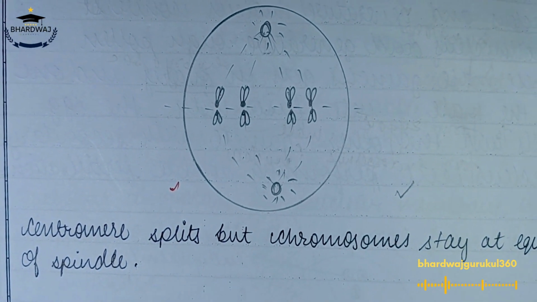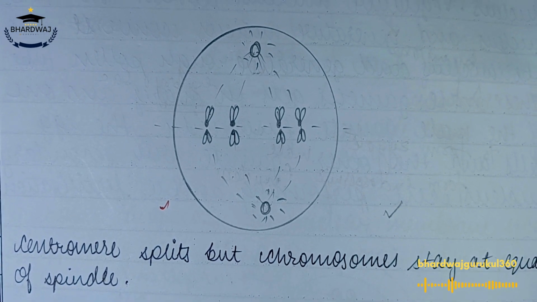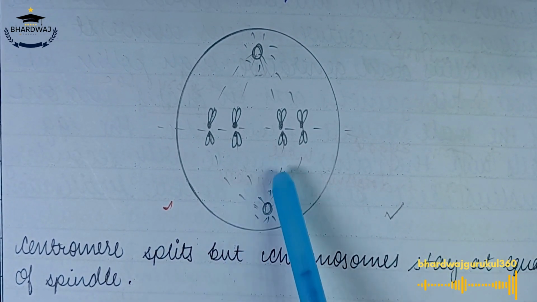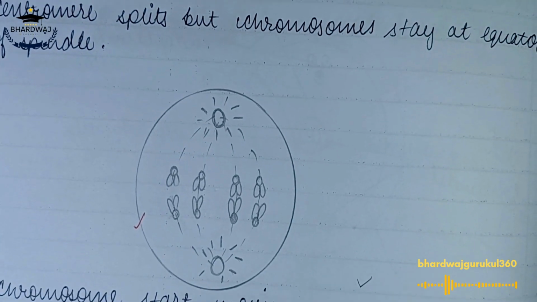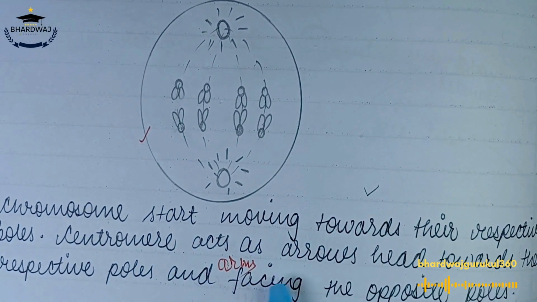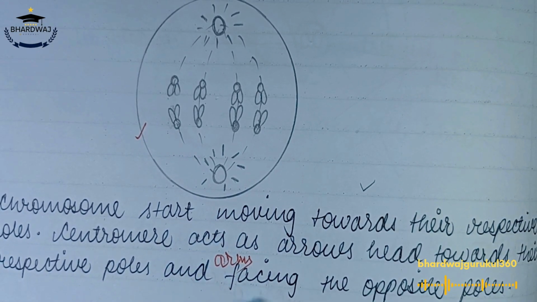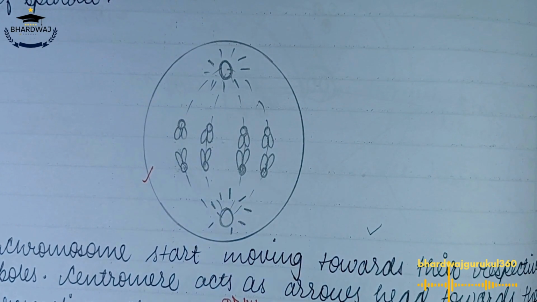Now the third one is the anaphase, which is also referred to as the shortest phase. Centromere splits but chromosome stays at equator of the spindle, as you can see in the diagram. Chromosome starts moving towards their respective poles. Centromere acts as the arrowhead towards their respective poles and arms facing the opposite pole. So they start moving towards their respective poles.